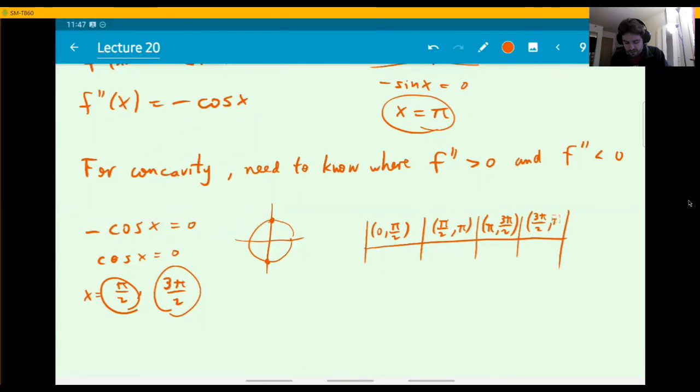So like this. Four pieces. The pi is the critical point. The other ones, pi over 2 and 3 pi over 2, they are locations where the double derivative is 0. They might be inflection points. In fact, they will be. But what we want to know really is the sign of f prime and f double prime. So we're going to do this.